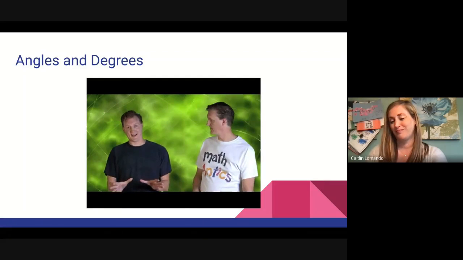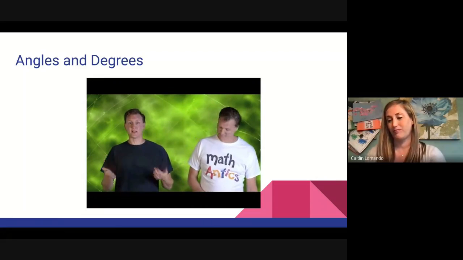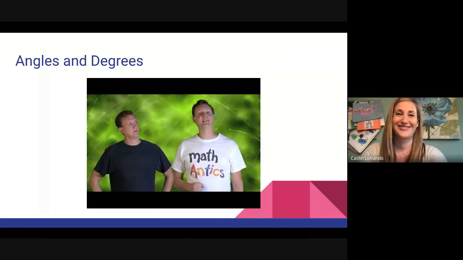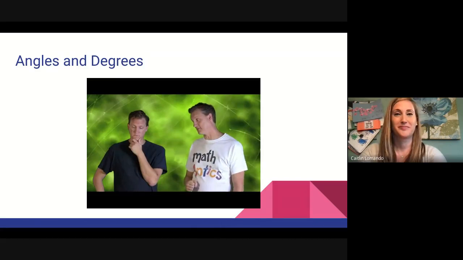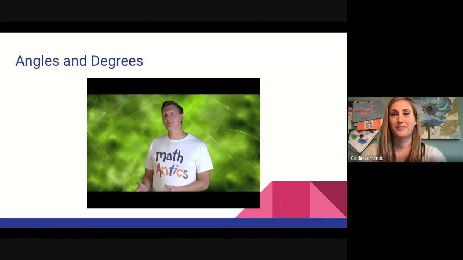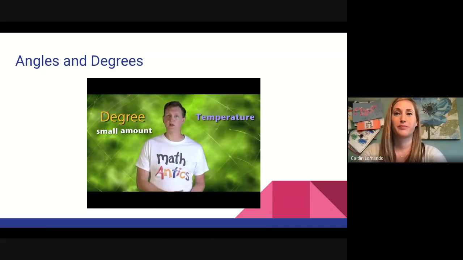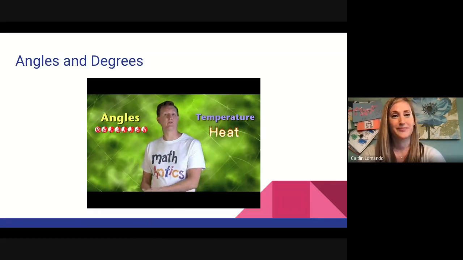Now hold on a second. I thought degrees were used to measure how hot or cold something is. You know, like, it's 100 degrees outside today. Now that is a good point, you smart-looking fella. The word degree is used for a lot of different things, so it can be a little confusing sometimes. It makes more sense if you just think of a degree as a small amount of something. For temperature, a degree is a small amount of heat. But for angles, a degree is a small amount of rotation.